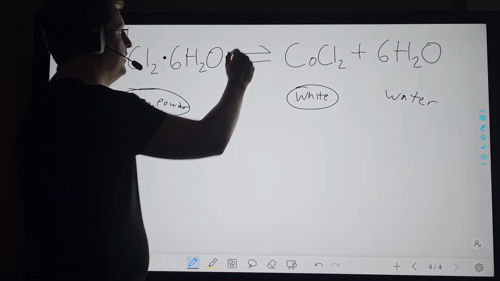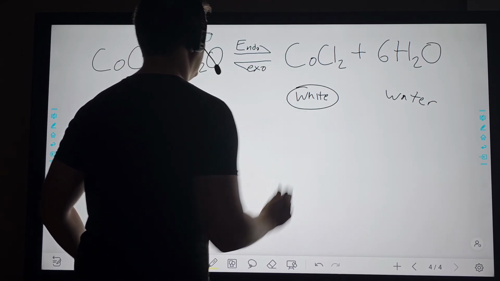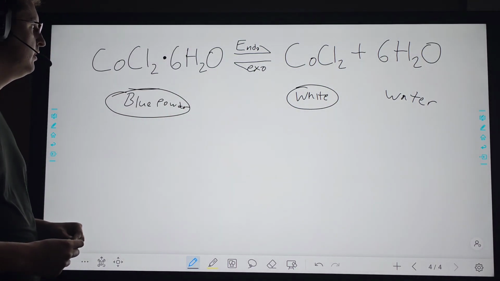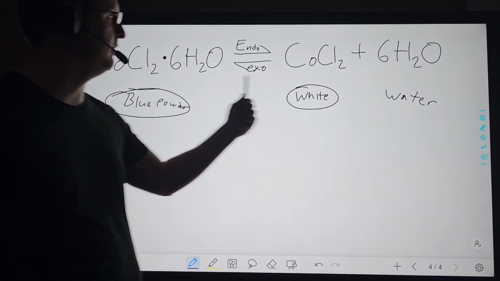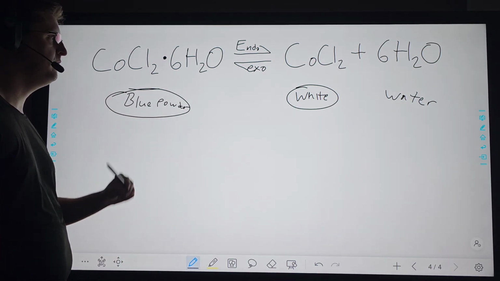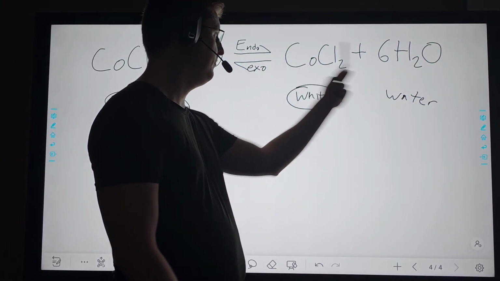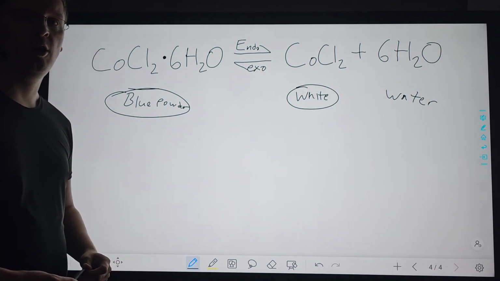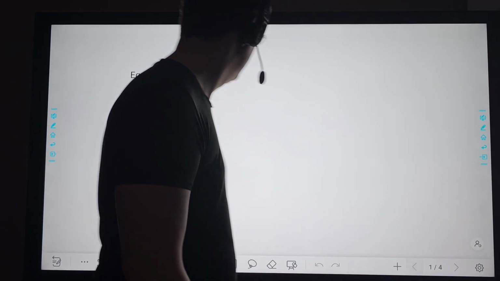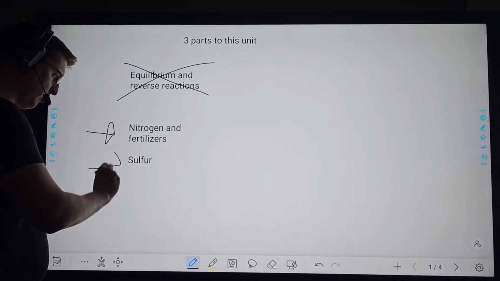Now, if I said that this forward reaction was endothermic and this reaction was exothermic, if I heated up my hydrated cobalt chloride, how would you expect the position of equilibrium to change? Yes, when you heat up the hydrated metal, understandably, the water evaporates away, and so we end up going in the forward direction. That's basically all you need to know for this first third of the unit. That's it. These other two are really short.